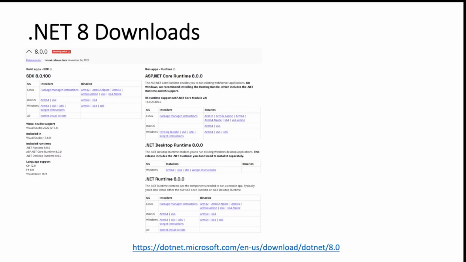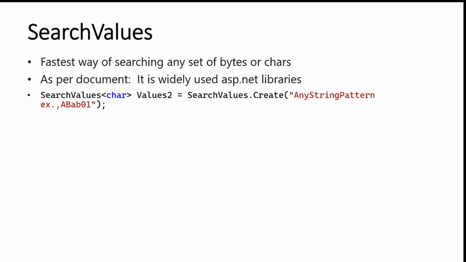If you haven't installed it, you can download and install .NET 8 from this link. It comes with Visual Studio. If you install Visual Studio 17.8, it comes with that. So obviously you can install it over here. Now let's go one feature at a time.